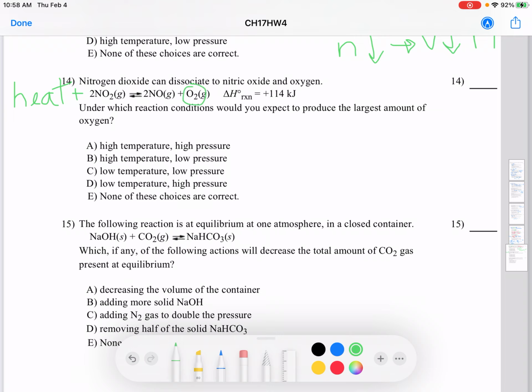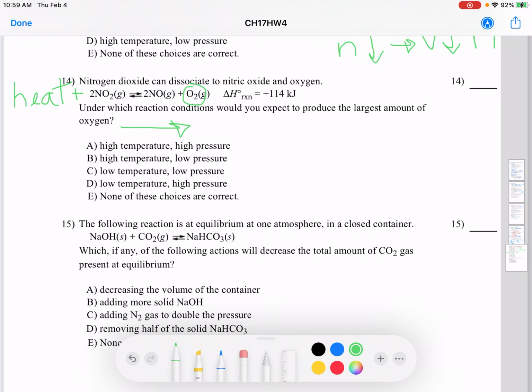So we want to see what conditions will help us propel the reaction in the forward direction. High temperature. What happens if you give more temperature, more heat? You're adding one of the reactants. If you add a reactant, you want to get rid of that added reactant. So which direction would it go? Forward direction. So there you go. We need high temperature. That's correct.